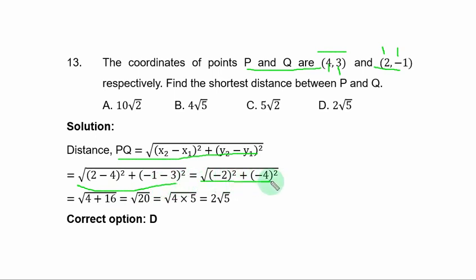If you take the square of minus 2, you have plus 4. The square of minus 4 is plus 16. Under the square root sign, when you add, you have root 20. You express root 20 in its simplest form. You have root 4 times 5, because 4 is a perfect square, and you have 2 root 5. D is the correct option.